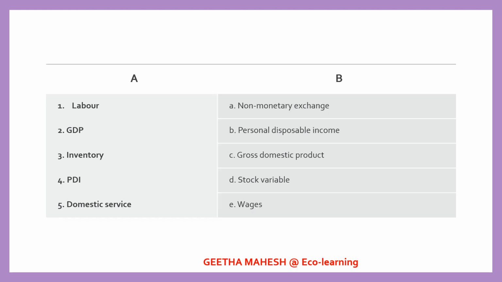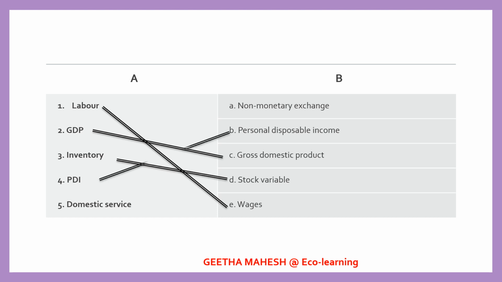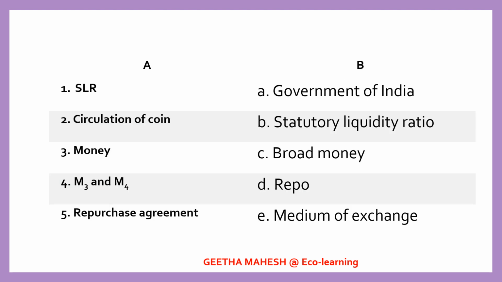Now let us discuss this one. Labor, for labor we know reward will be wages. GDP, expansion, gross domestic product. Inventory, it is a stock variable. PDI, personal disposable income. Domestic service, it is non-monetary exchange as it is not included in GDP. It is the expansion for SLR. It is a statutory liquidity ratio.